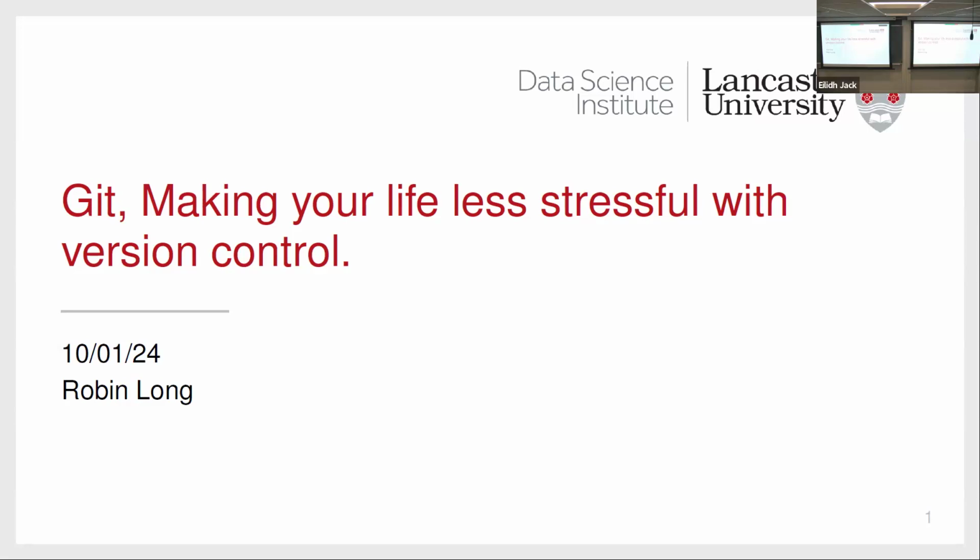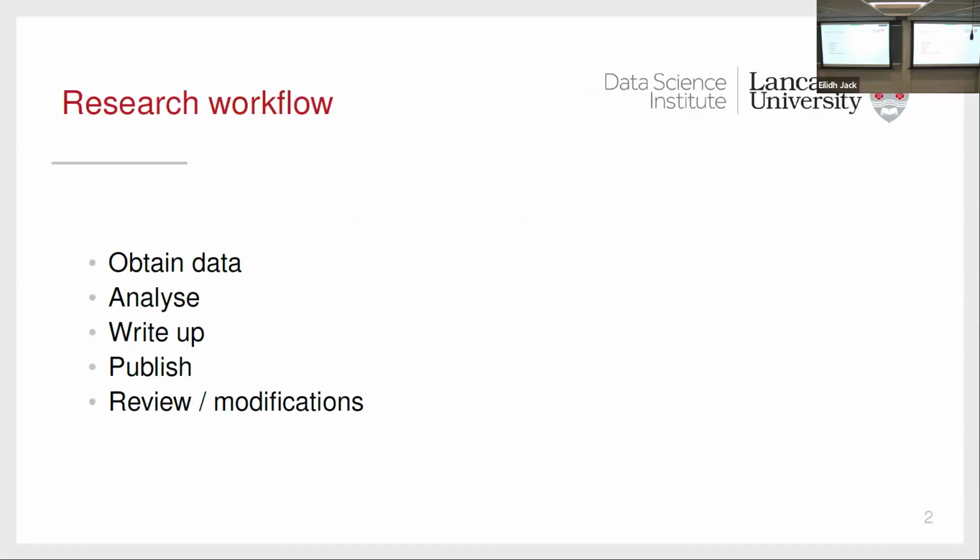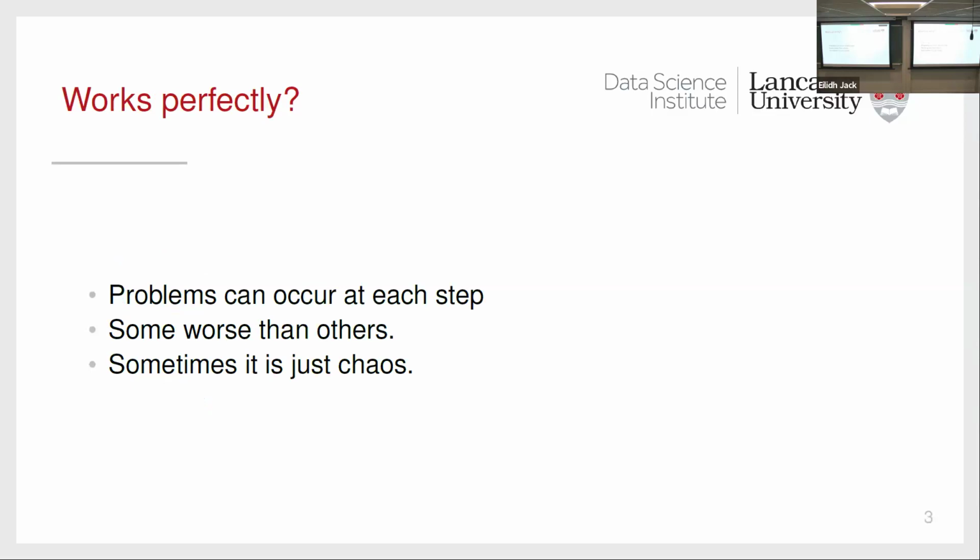Okay, so Git and version control. I'm going to start off with a few examples of problems that can occur during research, analysis, writing things, more geared towards research, where Git and version control can be useful. So the standard research workflow, heavily simplified, is obtain data, analyze it, write up, publish, and then get comments back from the reviewers and have to make modifications. And problems can occur at every stage of this. Some of them worse than others. Most of the time, it's just chaos.